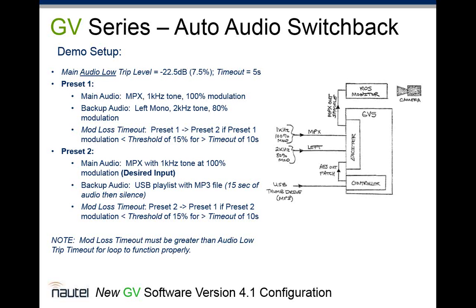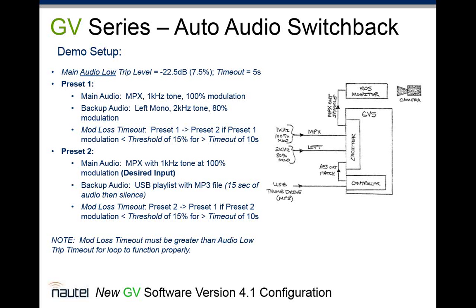If I've changed to preset 2, I always want to recover to MPX in the event it recovers at all. So MPX is still my main audio source, same settings. My backup audio in this case, though, is not left. It's a USB playlist with an MP3 file. And then I've got a timeout setting very similar to the above, except that I'm now changing back to preset 1. That closes the loop.